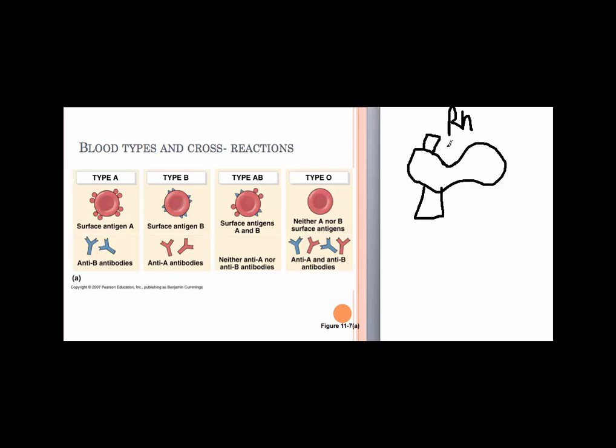Meaning if I have the surface antigen, I am Rh positive. And if I don't have that antigen, then I am Rh negative. The difference between Rh positive and A, B, and O is that you can have an O positive, O negative, AB positive, AB negative, A positive, A negative, and B positive, B negative. And what would that look like?